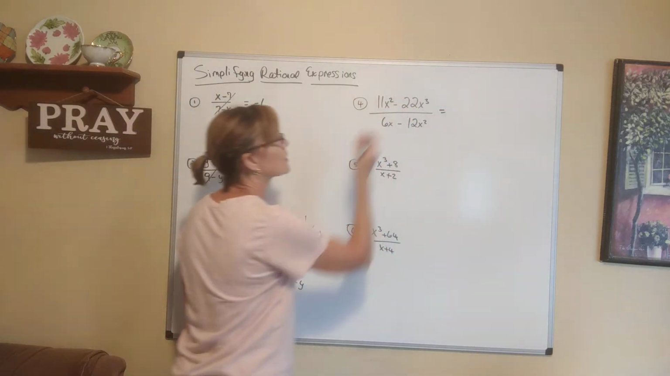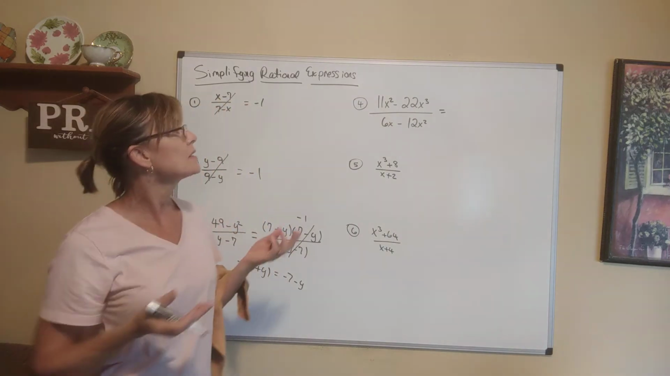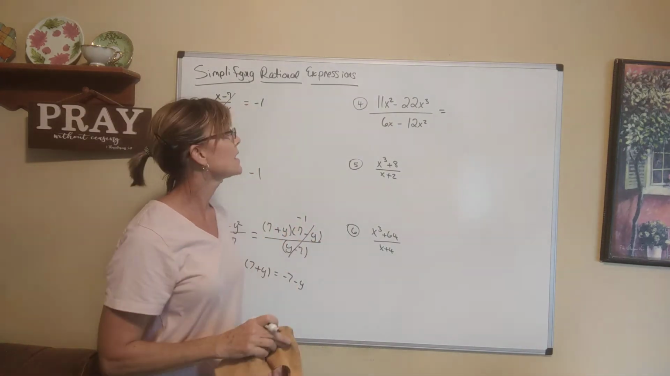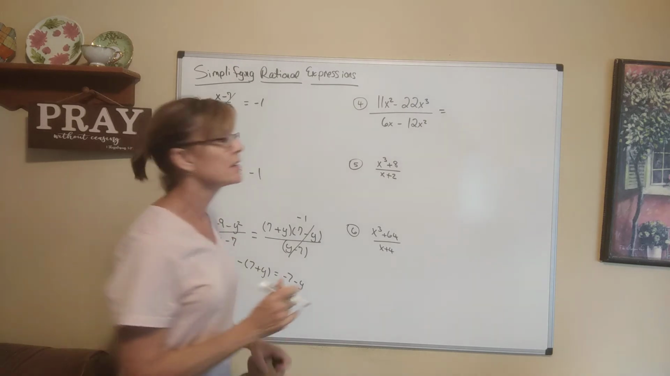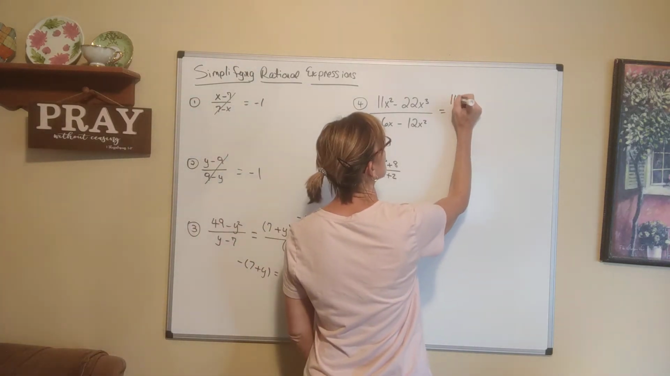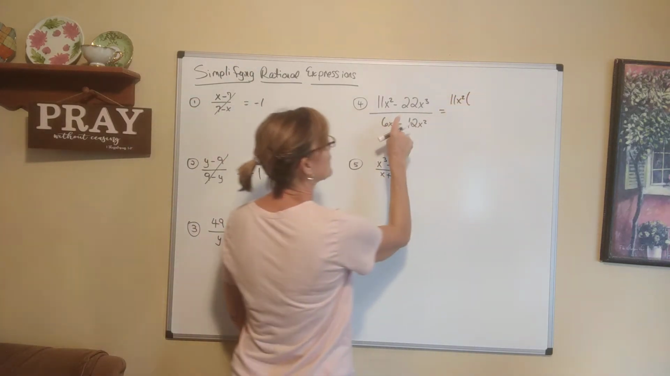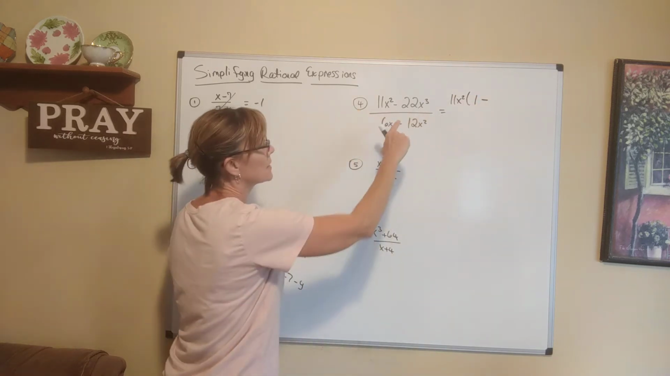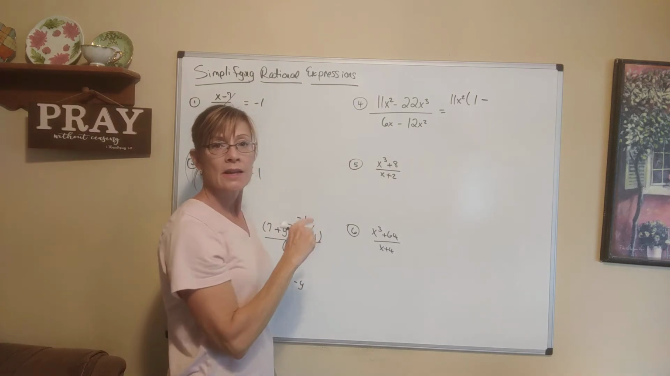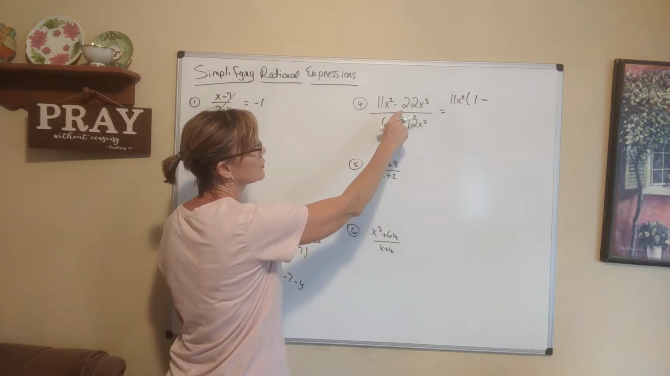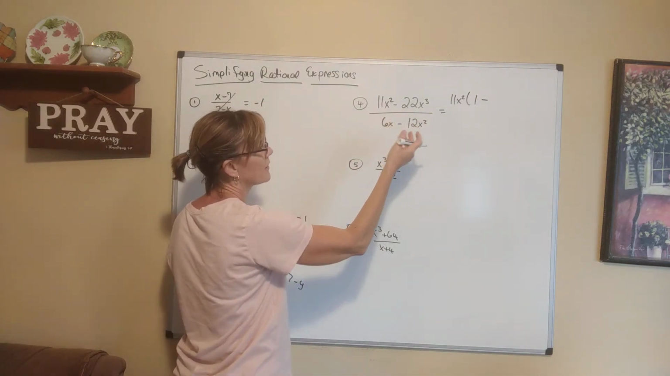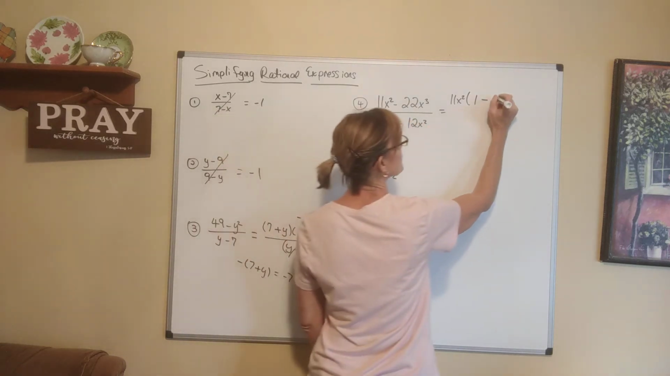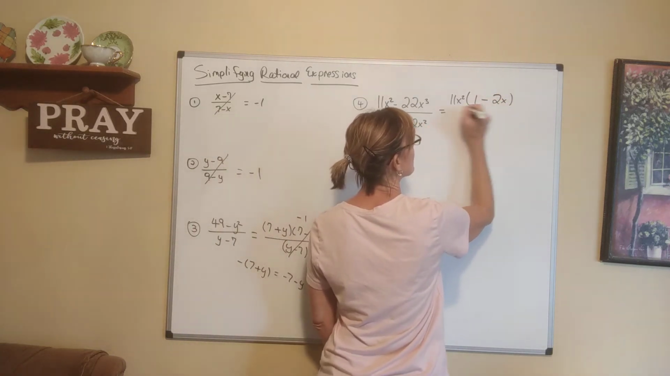Look at the numerator. What can I factor out? The greatest common factor that I see there is 11x squared. I could take a whole 11x squared out, leaving me with a 1 minus, and when you factor something out like that, it's like you've divided it. 22x cubed divided by 11x squared would leave me with a 2x. 1 minus 2x is what I'm left with.